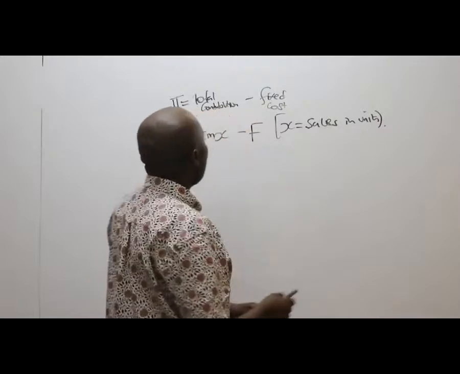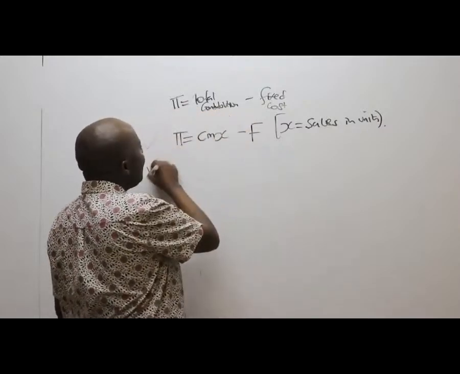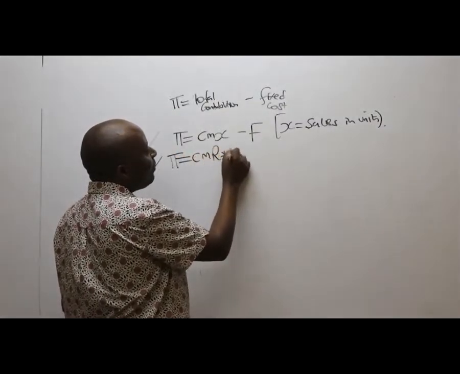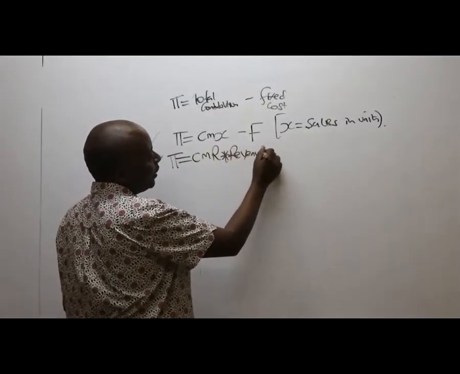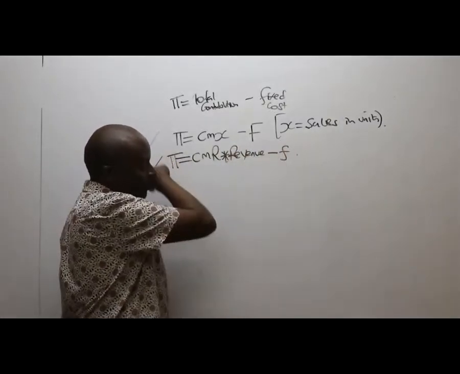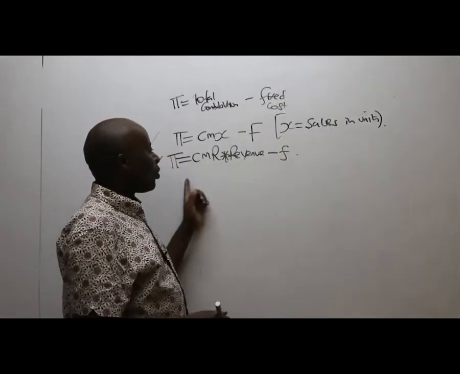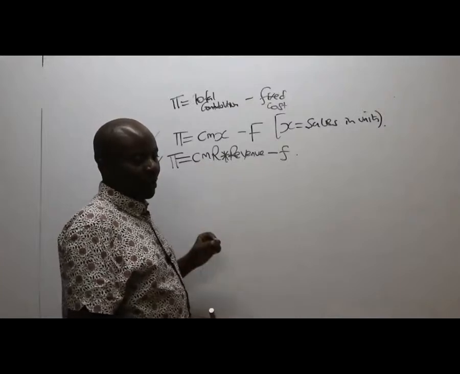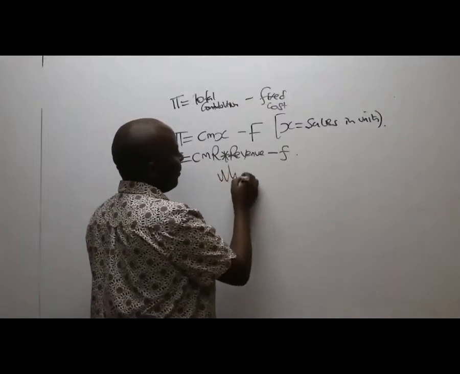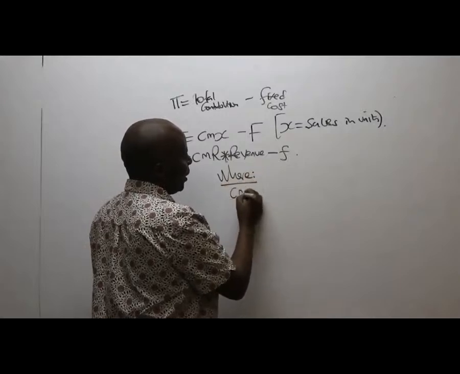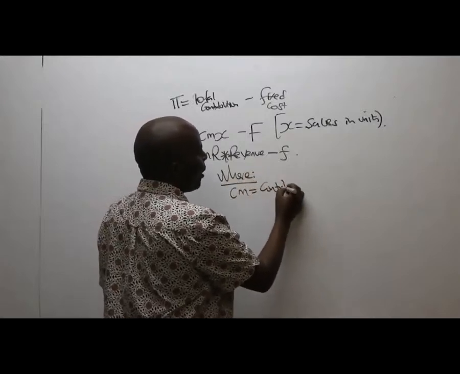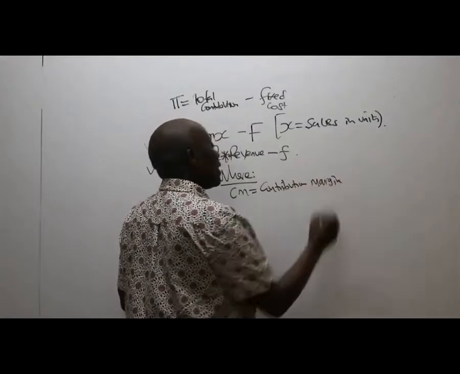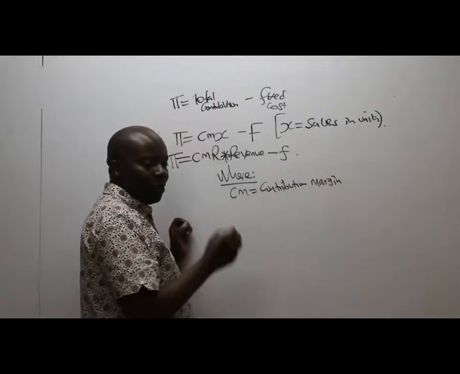So whenever sales is given in shillings, this is how we get it. Profit will be equal to CMR times sales revenue minus fixed cost. Remember from your section 2, this CM stands for contribution margin, or contribution per unit.